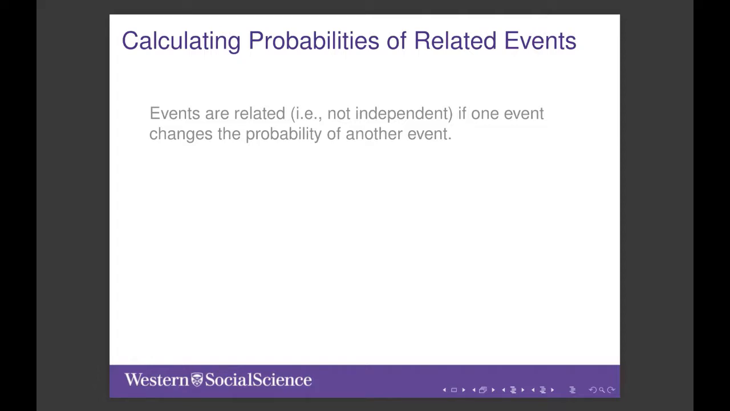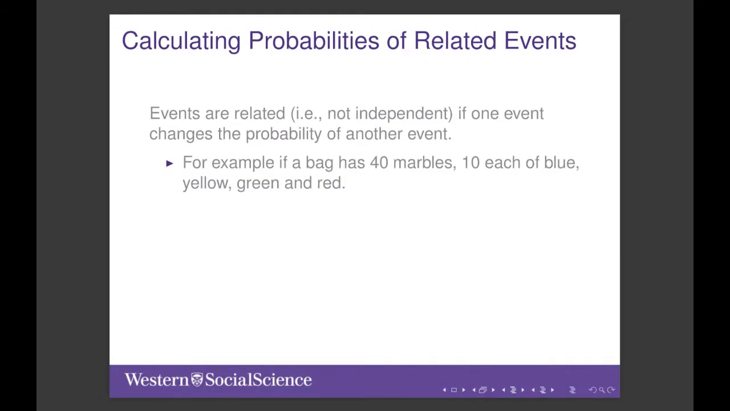Not all events are unrelated. Events are considered related or non-independent if the outcome of one event affects the probability of another. The classic example here is drawing marbles out of a bag. Consider an example where we have 40 marbles in a bag, 10 of each color: red, blue, yellow, and green.